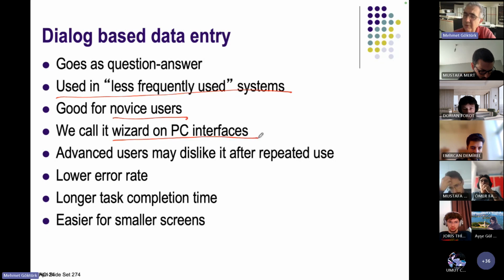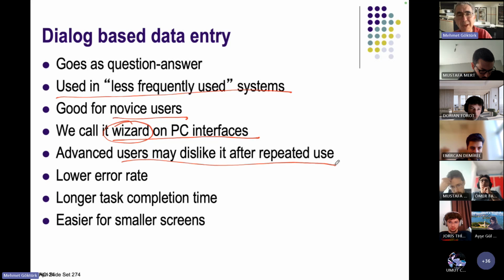We call it a wizard on PC interfaces. So a wizard is the way to ask, what do you want? This, that. So it gets information one by one. Advanced users may dislike it after repeated use because it slows you down. It slows you down, but prevents errors.